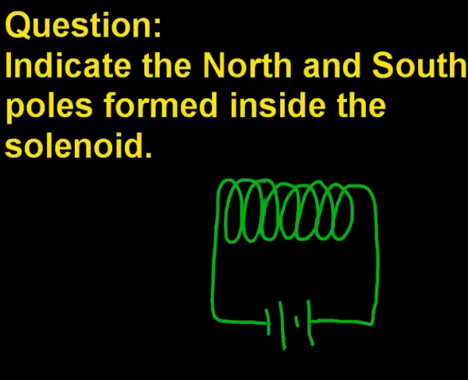Now the question which I would like you to attempt is to indicate the north and the south poles of this imaginary magnet that will form inside of the solenoid when current is running through the loops.